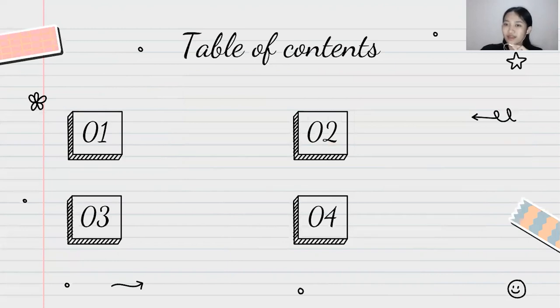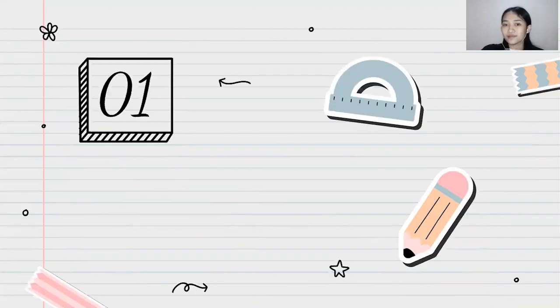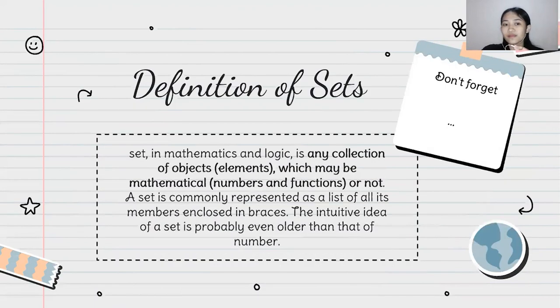Okay, let's get started. In this topic, we will discuss the definition of set, types of set, symbols, and the last, operations on set. The first is the definition of set. A set in mathematics and logic is any collection of objects or elements, which may be mathematical, such as numbers and functions, or not. A set is commonly represented as a list of all its members enclosed in brackets.